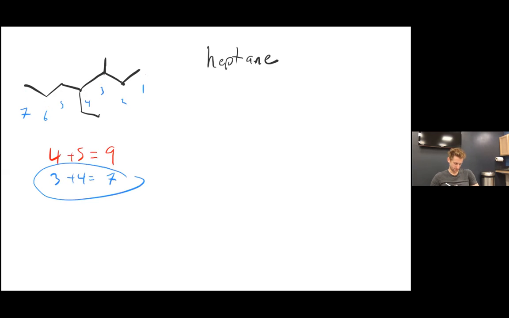Okay, taking a look at our substituents here on position 3, there is this CH3, and that is our methyl prefix. So this would be a 3-methyl. On 4, we have 2 carbons. So eth is our prefix for 2 carbons. This is going to be a 4-ethyl.